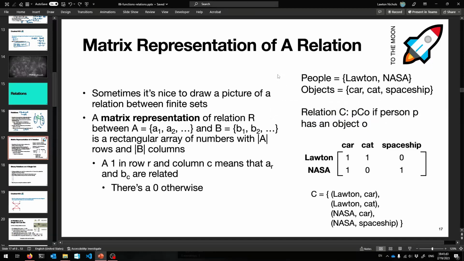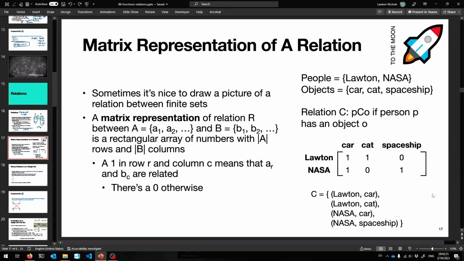Okay? So for example, if you write it in the normal notation that we know from before, I have a car. So Lawton and car would be in the C relation because I have that thing. And then Lawton and cat are also related because I have a cat, right? And then NASA owns quite a few cars. And then NASA also owns a spaceship, at least one, right? So that would be the relation C. That's what those things are that are represented.